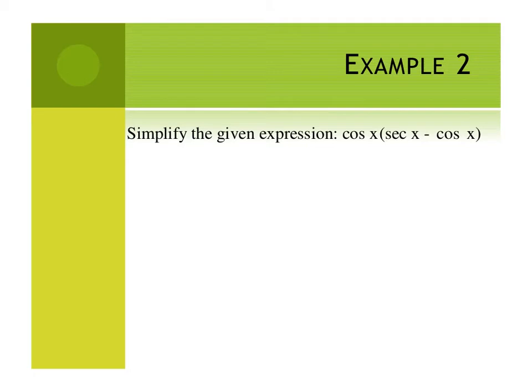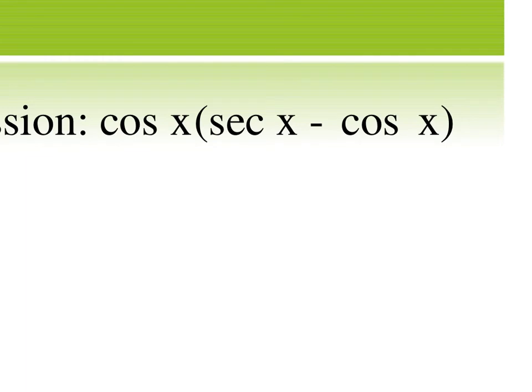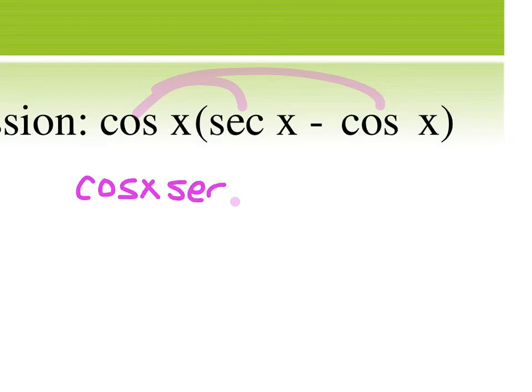Then we switch to stuff like this. So there's no longer values involved. This says simplify the given expression of cosine of x times secant of x minus cosine of x. What do you normally do when you've got something in the front of your parentheses? Distribute it. So I'm going to multiply this times both cosine of x, secant of x, minus cosine of x times cosine of x.